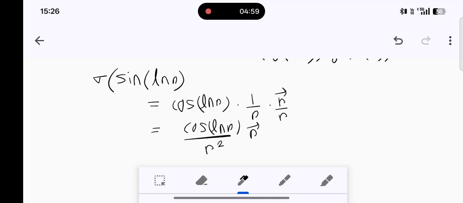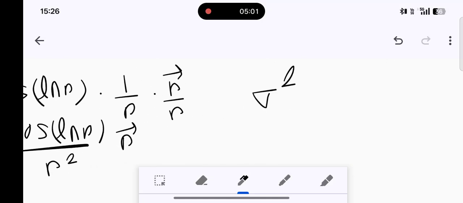In the next video I will talk about del square, where you need to talk about the Laplacian operator, and you have to find out this or something like this.